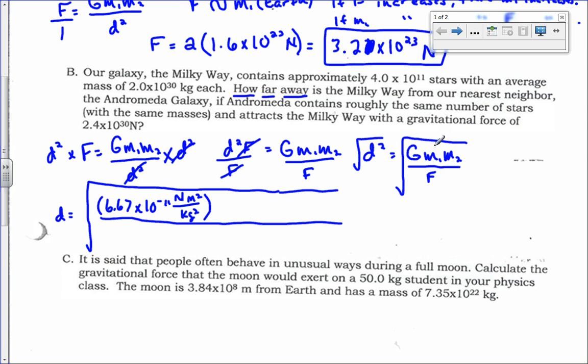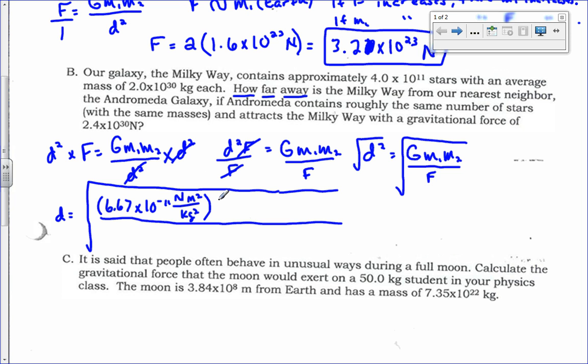Now we're going to deal with the mass of object 1 and the mass of object 2. The problem says that the Milky Way galaxy has 4 times 10 to the 11 stars with an average mass of 2 times 10 to the 30 kilograms each. So to find the mass of the Milky Way galaxy, we have to multiply these two numbers together. Then the problem says that the Andromeda galaxy has the same number of stars with the same masses, so the Milky Way and the Andromeda will have approximately the same mass. Once we find the mass for one, we can just square it.